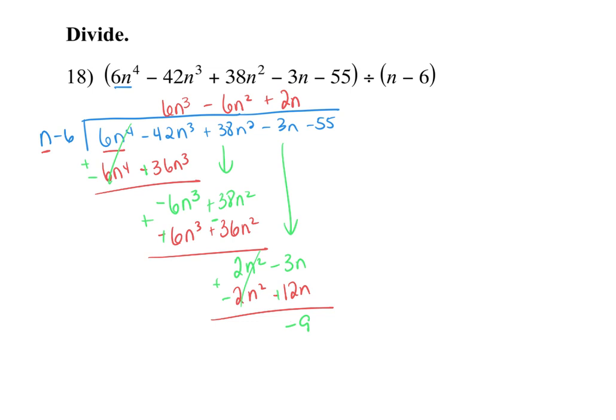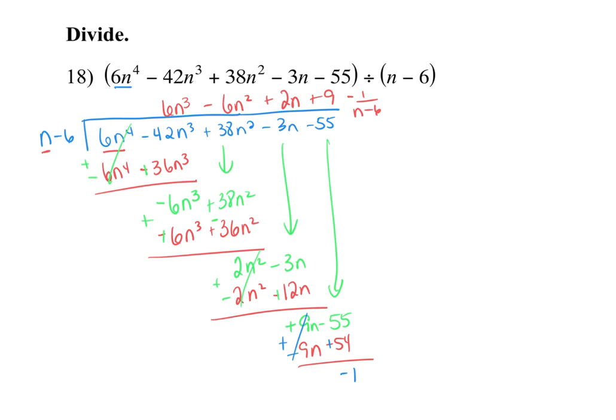Positive 9, sorry. Bring down the negative 55. And then what am I multiplying by? I'm multiplying by 9. 9n, negative 54. Again, adding the opposite. Cancel, and you get a negative 1 as your remainder. Remember, your remainder goes over your divisor. So that's my answer, long division.